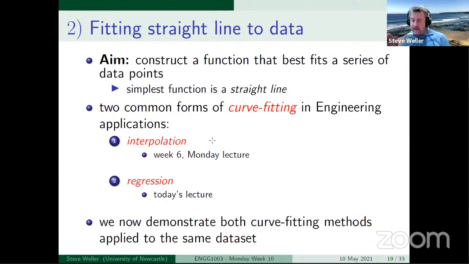I want to demonstrate the similarity, but also the difference between interpolation and curve fitting or straight line fitting. The more general term that gets used is regression. That's a term that's inherited from statistics. I tend to think of it as straight line fitting or function fitting or curve fitting.